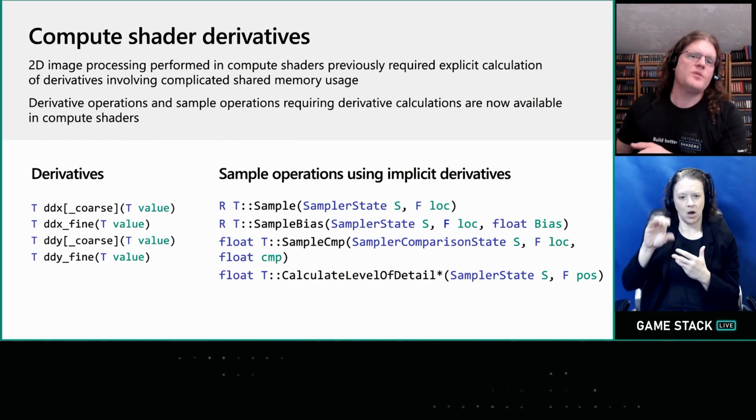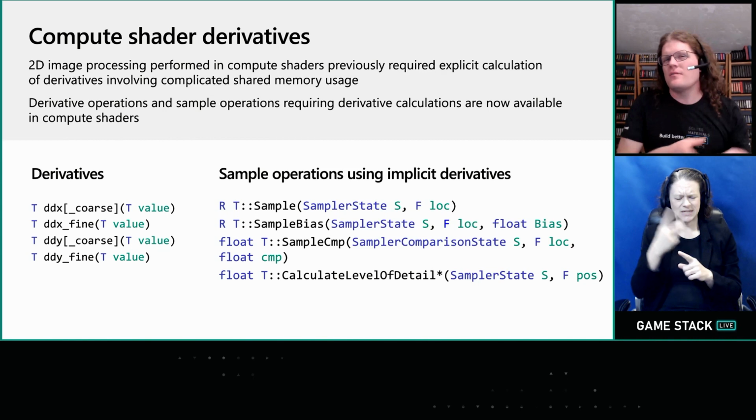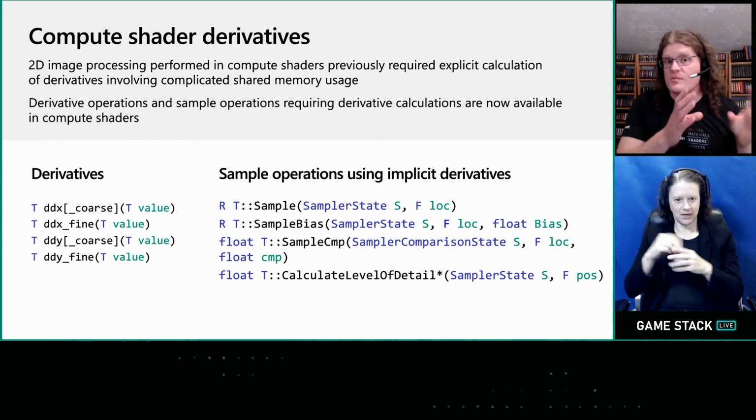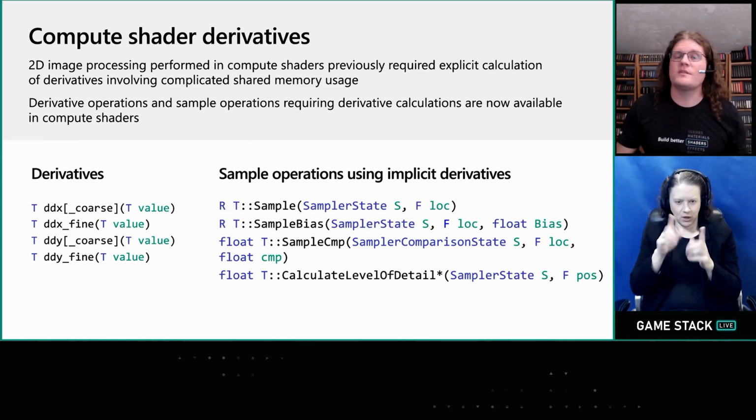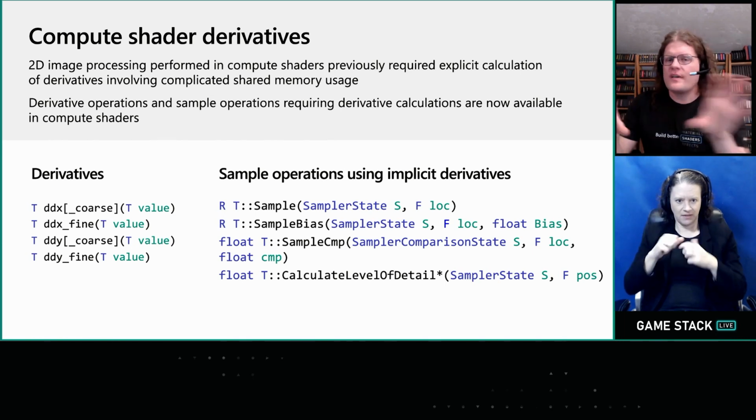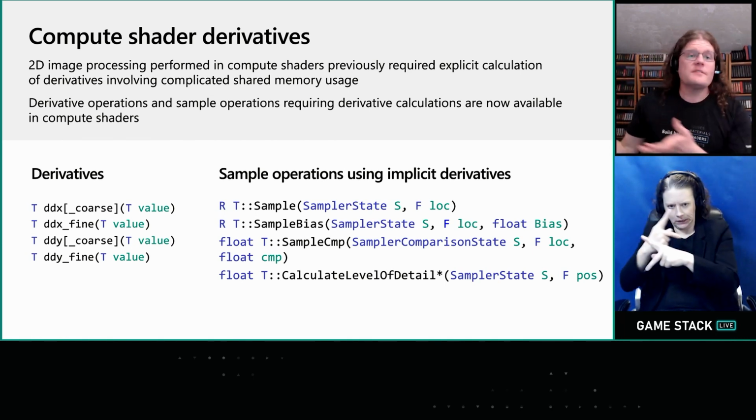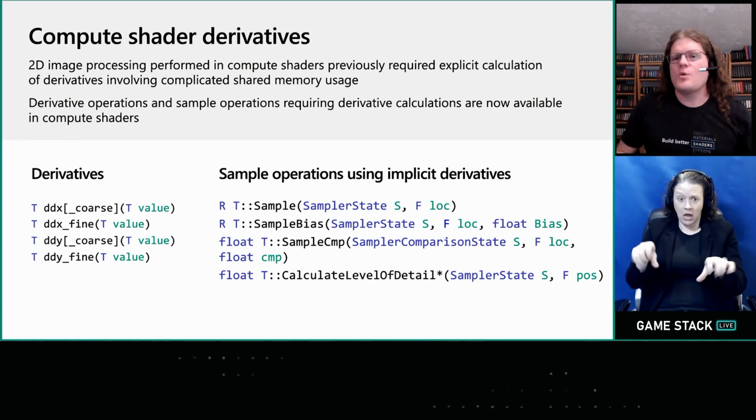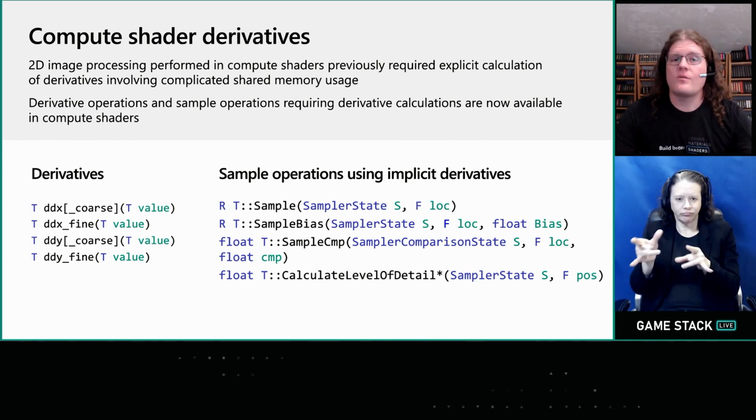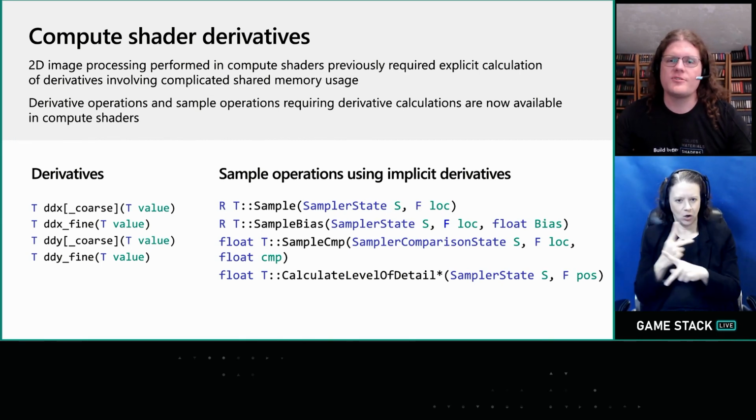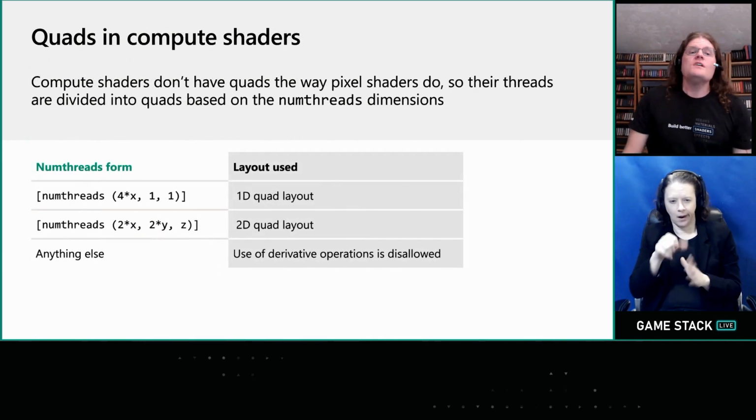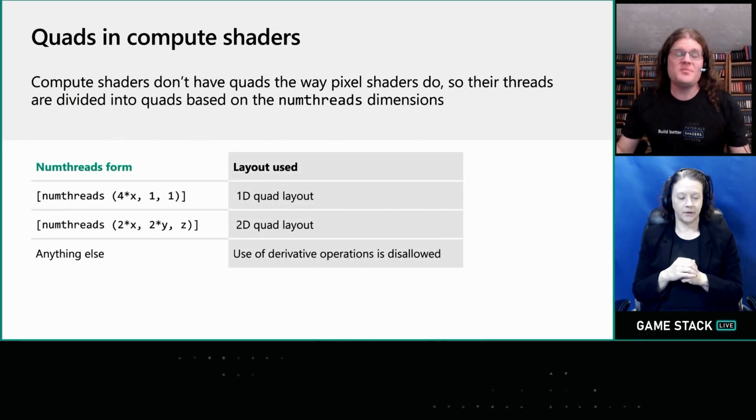So there were some sample operations available in compute, but all of them required you to specify the gradient or the level of detail explicitly, which required you to do your own thing in order to calculate those derivatives, which, again, you're perfectly able to do, but it's not as quick as when you can take advantage of the hardware. So we've got sample, sample bias, sample compare, and calculate level of detail, which, okay, it's not a sample operation, but it's close enough.